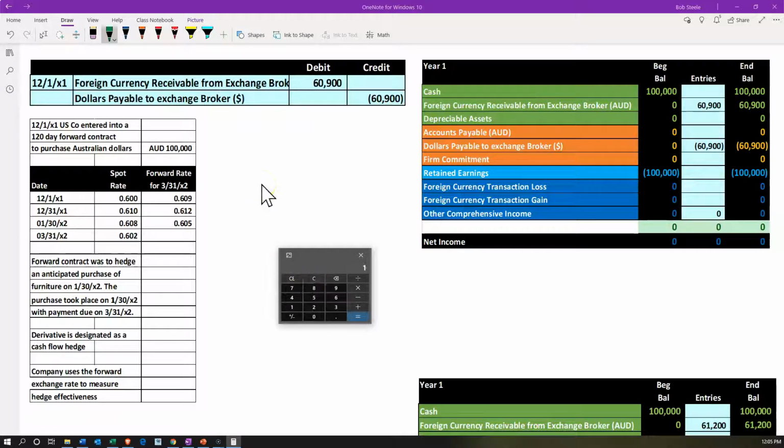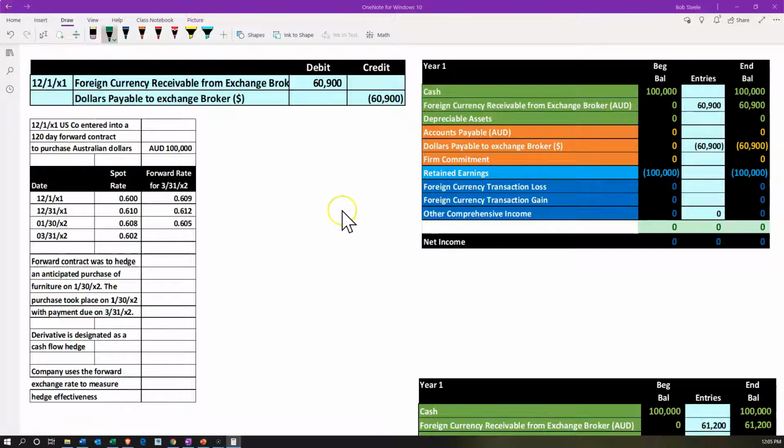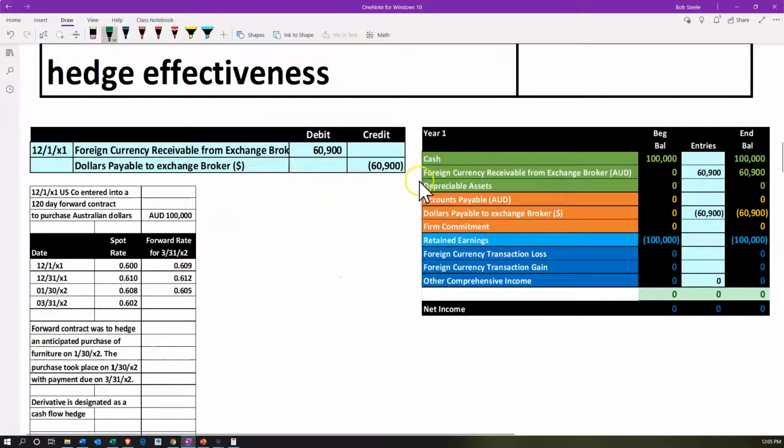So that's going to be the 100,000 Australian dollars. And we're going to multiply that times the forward rate, the 0.609. That's going to be the 60,900. The forward contract basically represents an asset and a liability that will be put on the books. Asset being the foreign currency receivable from the exchange broker in Australian dollars. The liability being the dollar payable to the exchange broker.